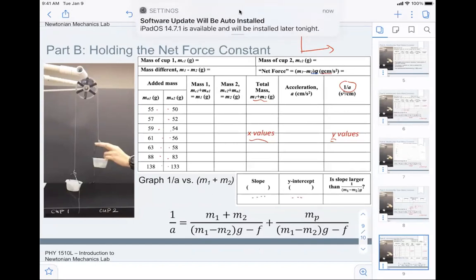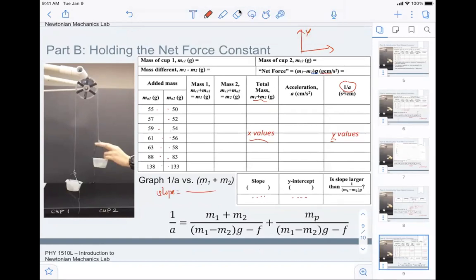This is the slope you read from your data, but corresponding to your theoretical value, your slope should equal 1 over (m1 minus m2) g minus f, and your y-intercept should be m_p over (m1 minus m2) g minus f.